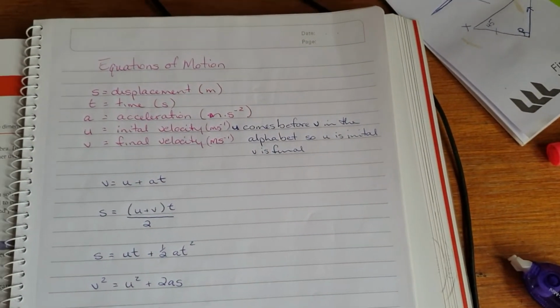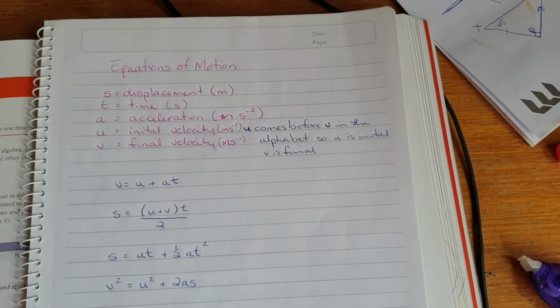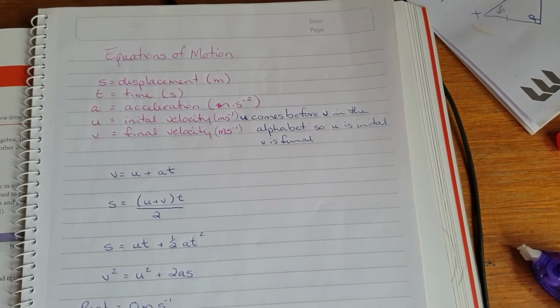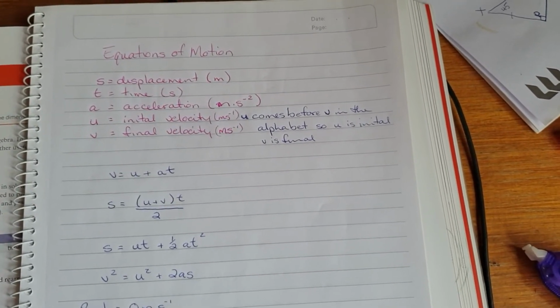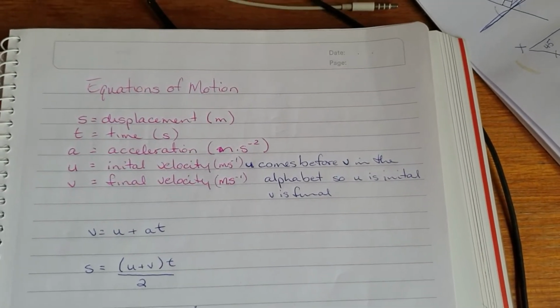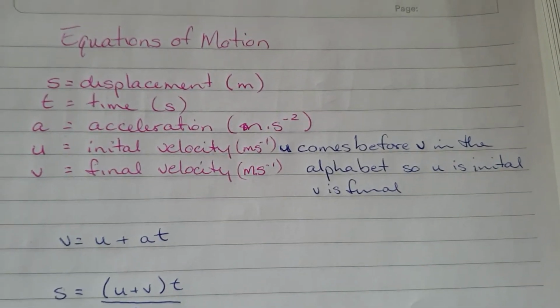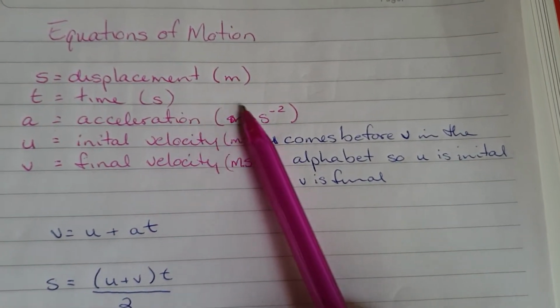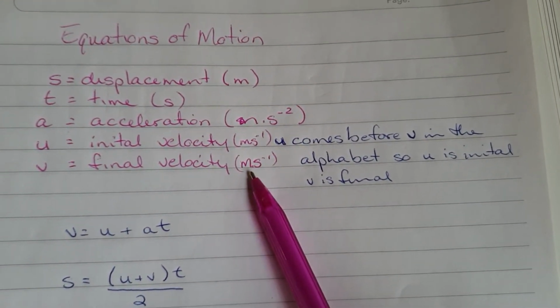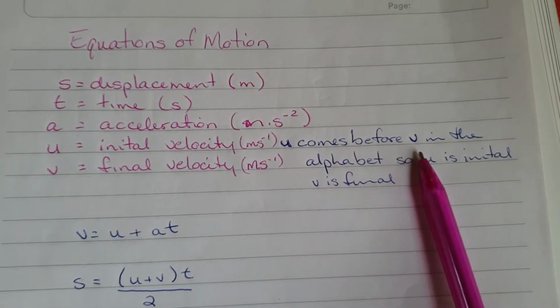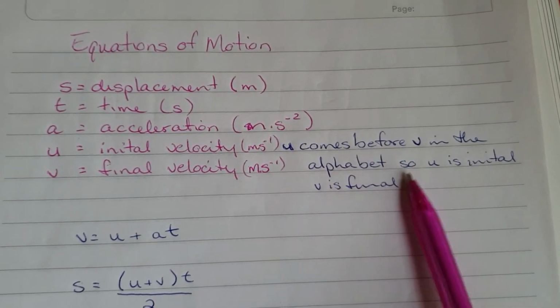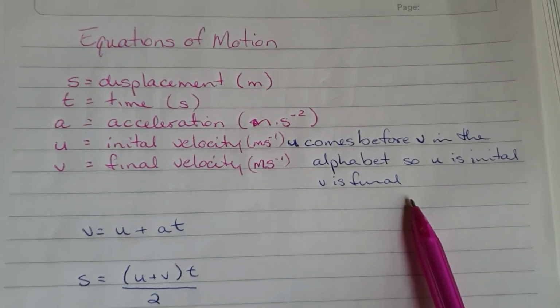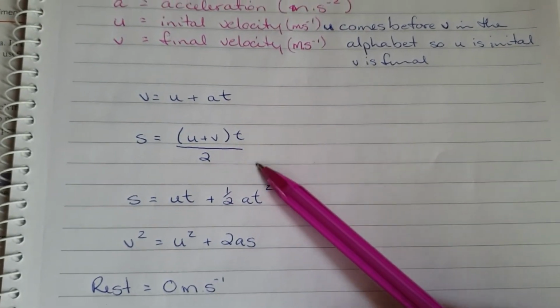I've got an example here. This is what you need to have copied into, I think, the back of your book so that you can just flick to it quite easily. Your equations of motion, what each of the things stands for, the unit it's measured in, something to remind you, the difference between U and V, that's how I remember it. The 4 equations.